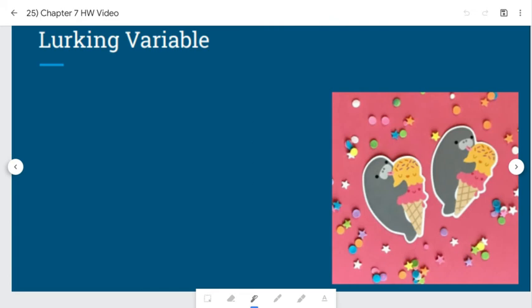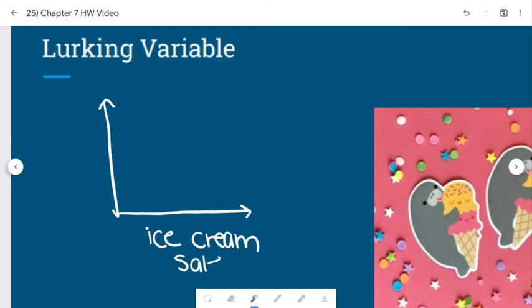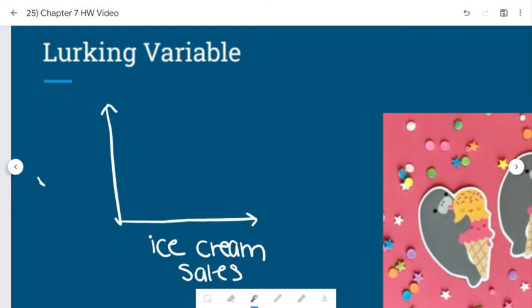One of my favorite lurking variable exercises: there is a statement out there that says the relationship, the association between ice cream consumption and manatee deaths, is linear, strong, positive. So when I'm thinking about that, I have here ice cream sales and manatee deaths.